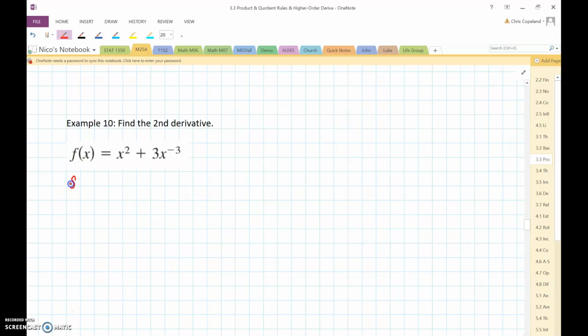Alright, for example, this one here, if I take the first derivative, it's going to be 2x minus 9x to the fourth. And then if I want to take the second derivative, you just take the derivative of the first derivative. So the derivative of 2x would be 2. The derivative of negative 9x to the negative fourth would be positive 36x to the negative fifth.